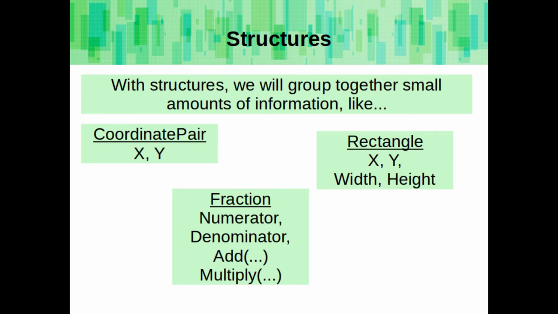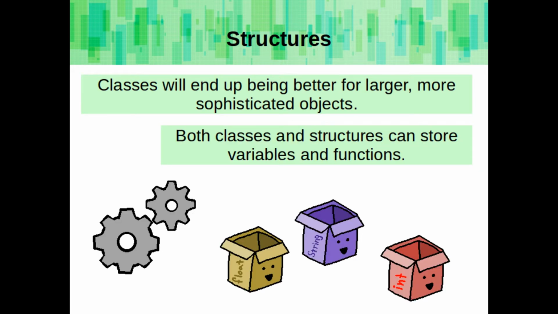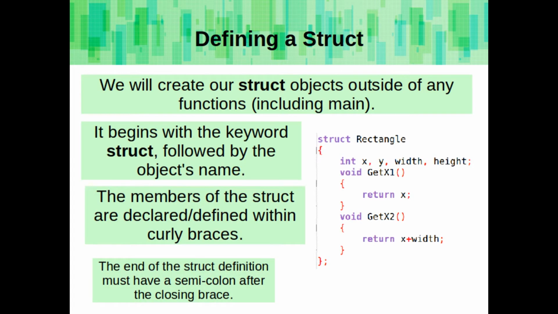With structures, we'll group together small amounts of information. Like, we can make a coordinate pair that stores an XY coordinate. We can have a rectangle that stores XY, width, and height. We can store a fraction with a numerator and denominator. And part of the perks of using a structure is that you can pass the whole structure object to a function, rather than just passing, say, numerator and denominator separately. Classes will end up being better for larger, more sophisticated objects, but both classes and structures can store variables and functions. We will create our struct objects outside of any functions, including main.